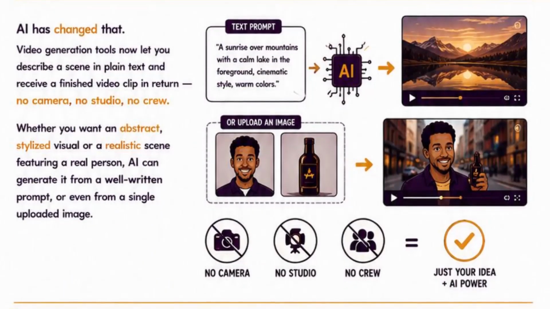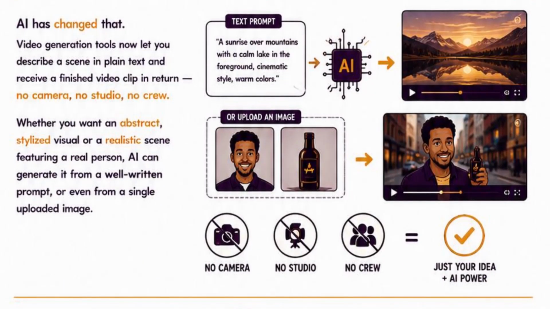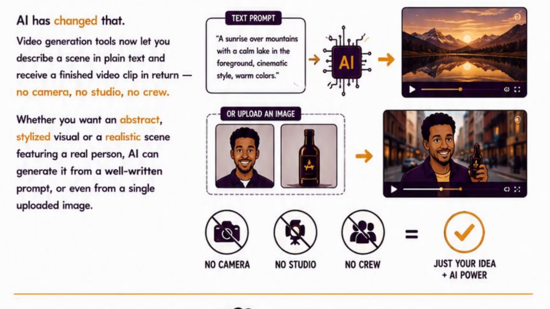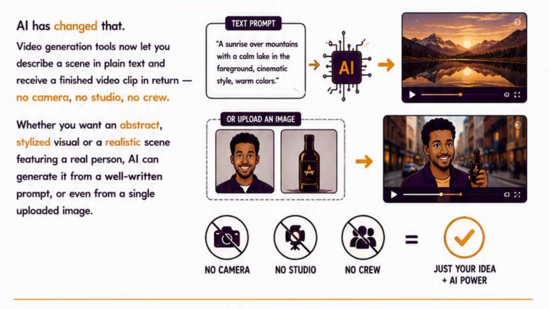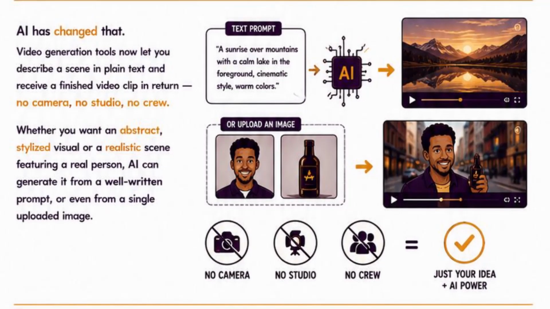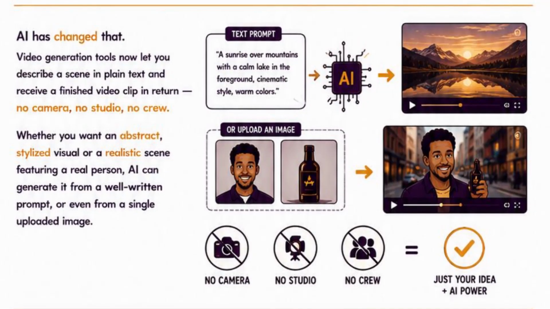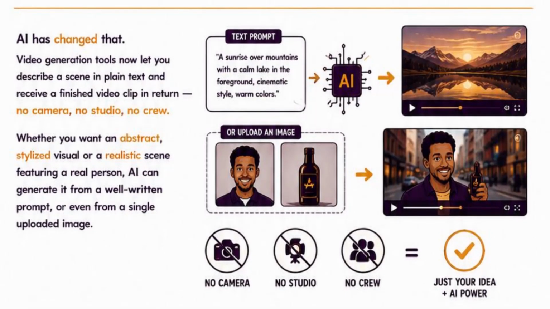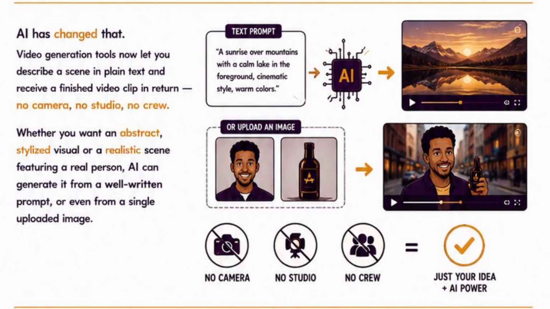AI has changed that. Video generation tools now let you describe a scene in plain text and receive a finished video clip in return. No camera, no studio, no crew. Whether you want an abstract, stylized visual or a realistic scene featuring a real person, AI can generate it from a well-written prompt or even from a single uploaded image.